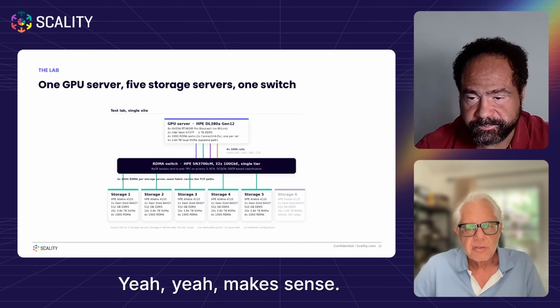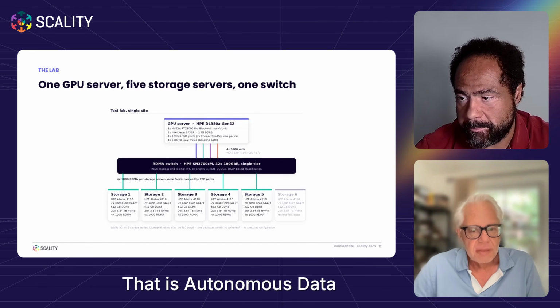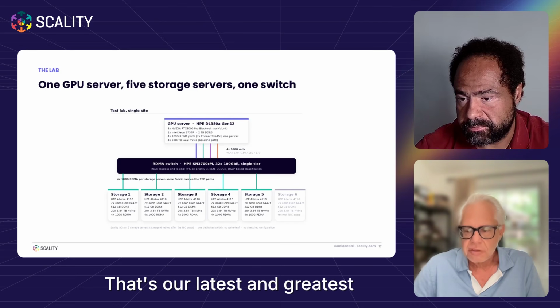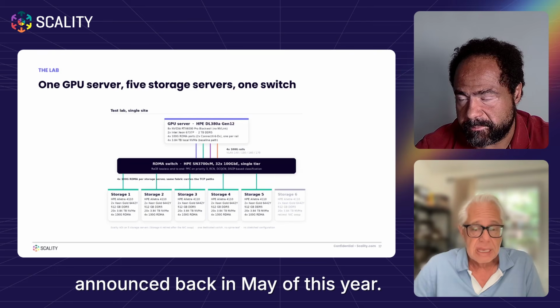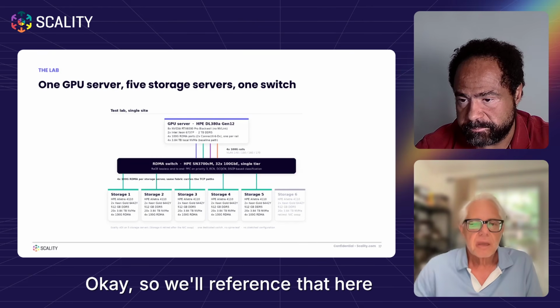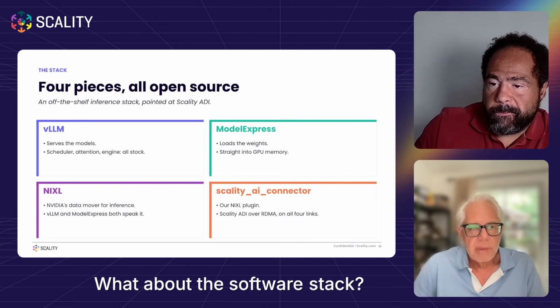Yeah, makes sense. Okay. Just for everybody that's listening, Giorgio mentioned Scality ADI. That is Autonomous Data Infrastructure. That's our latest and greatest object storage solution that we announced back in May of this year. Okay, so we'll reference that here as we go through. So that's the hardware side of it. What about the software stack?